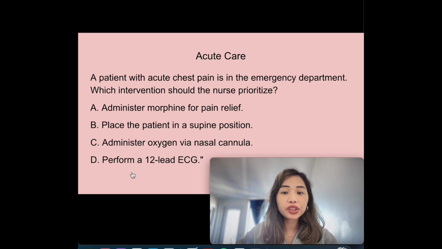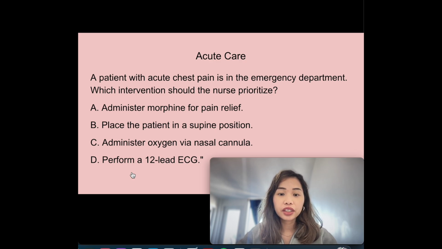So you have administer morphine for pain relief, place the patient in a supine position, administer oxygen via nasal cannula, and perform a 12-lead ECG. So now look at your notes. If you wrote some notes, you can tell me what the keyword is. And if you chose prioritize as your keyword, then perfect, you have the right answer. Prioritize is the keyword here, and what the question is asking is, as a nurse, what should you do first? So now let's go over your choices.